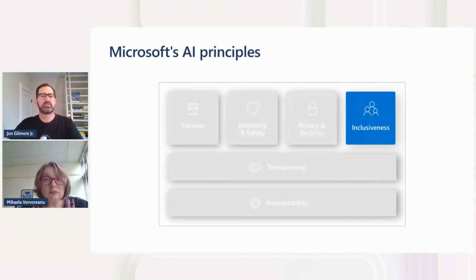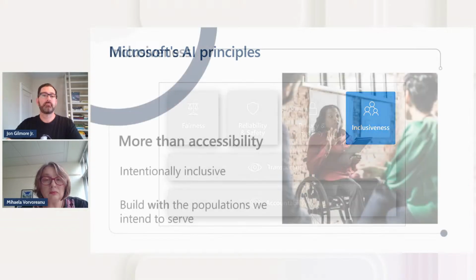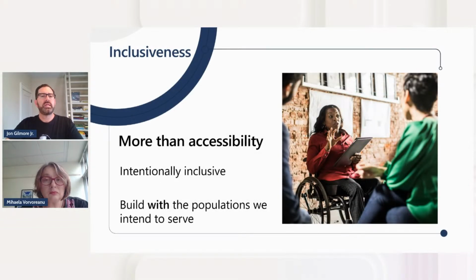AI has the potential to make computer systems more accessible to those who cannot access computers today. And AI must be developed and deployed in a way that can benefit all and is accessible by all. We need to think about this as more than just accessibility, though. This isn't just about building our systems to be inclusive for all, but we need to build our systems inclusively, building the systems with the populations we intend to serve.